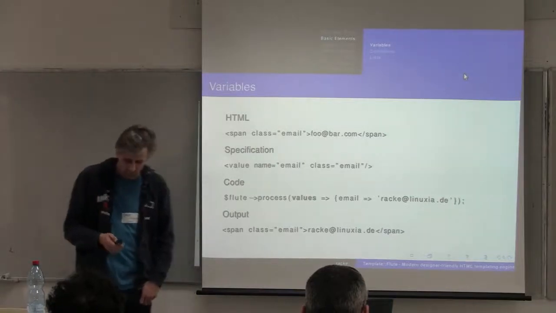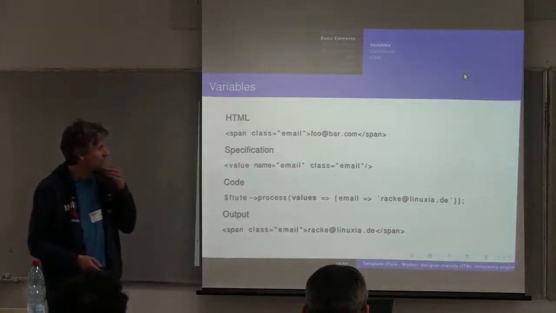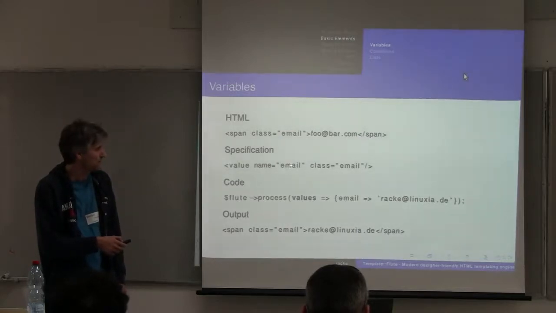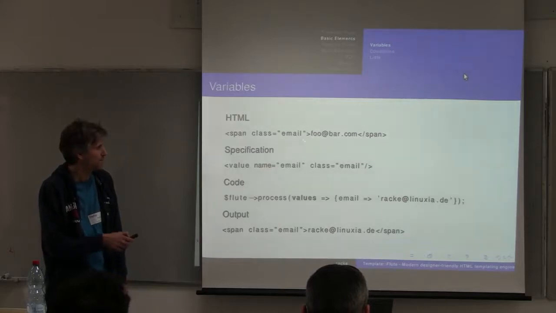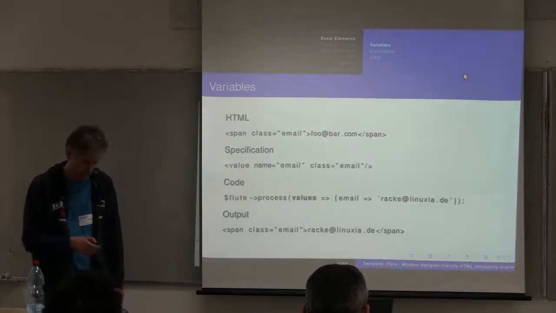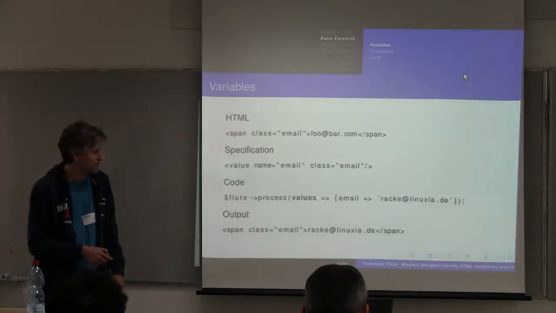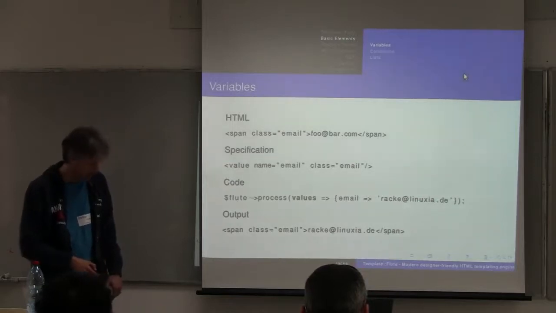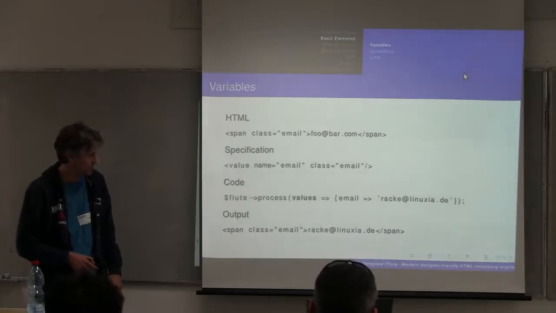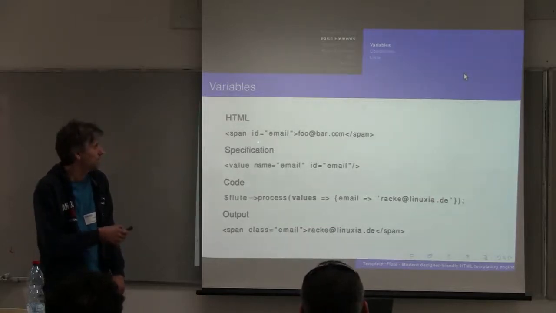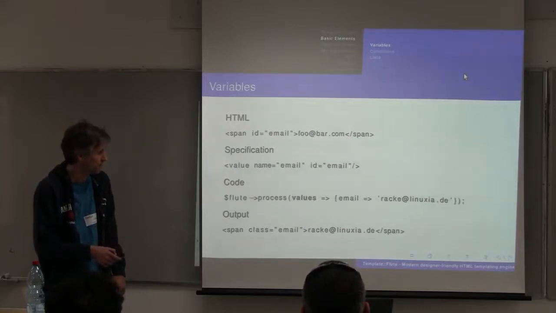So for the variables, I have a simple HTML element, an email address, and here's a class. So I match it up in the specification. Email is the name of the variable, and in my specification this is the class. This is the relationship. And somewhere I create a template Flute object with the template and specification, and then I process the template for the output, and I have the values, like the email is my inline address here, and this gets inserted. And you can also match up by ID, so you just say ID is email, and the rest is all the same.